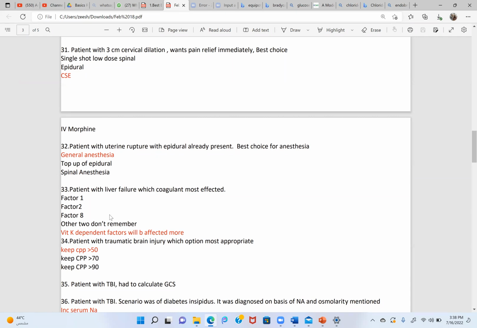They should be writing the vitals or something like that, but general anesthesia will be a better option. Okay.